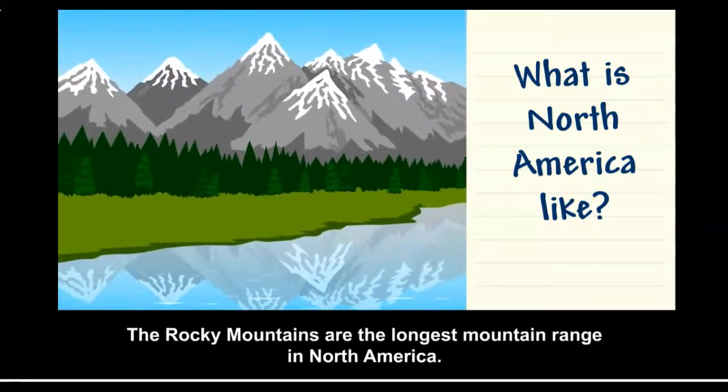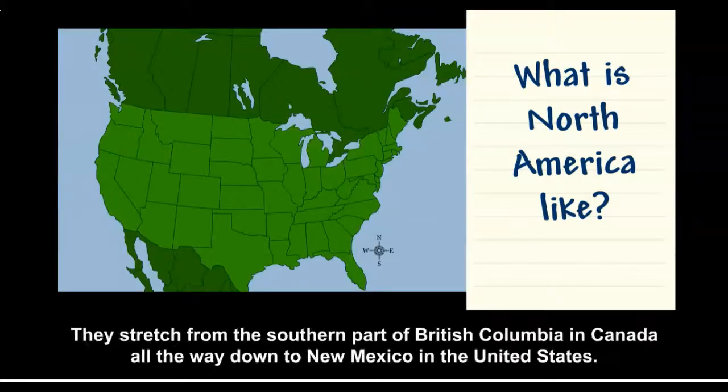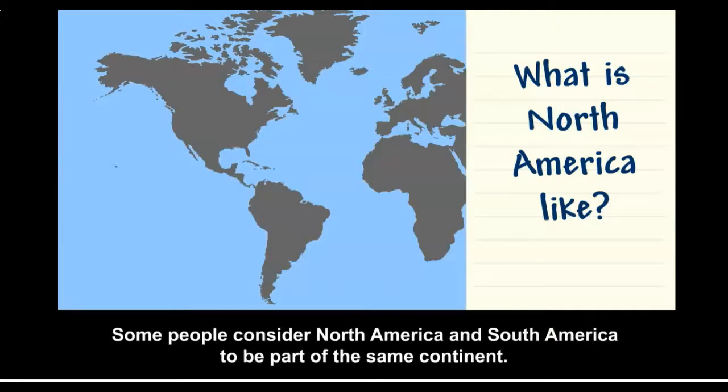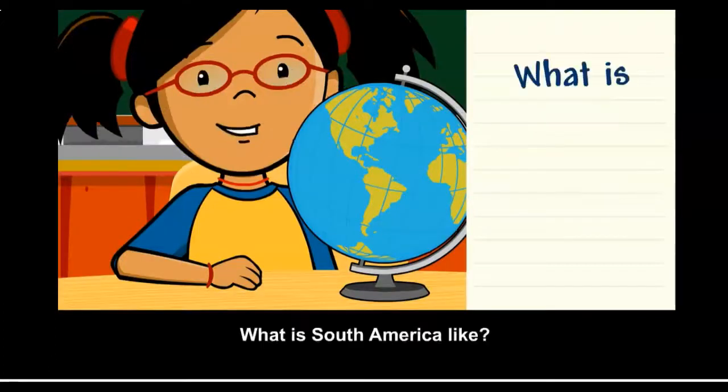The Rocky Mountains are the longest mountain range in North America. They stretch from the southern part of British Columbia in Canada all the way down to New Mexico in the United States. Some people consider North America and South America to be part of the same continent.